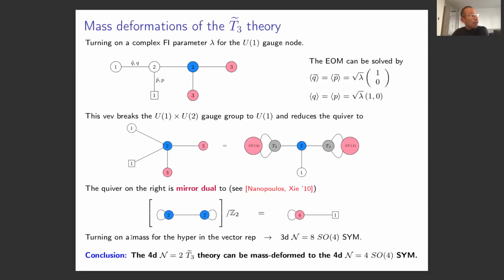Now you can turn on a mass for this thing. Since you do the mirror of the mirror, you go back to the mass, okay? Now you can turn on the mass for this and then you land on 3D N=8 SO4 super Yang-Mills. So one of the conclusions, and this is a new prediction, is that the 4D N=2 T3 tilde theory can be mass deformed to the 4D N=4 SO4 super Yang-Mills, okay? This is quite a consequence of having a Lagrangian in the 3D theory, that you can study mass deformations of the 4D theory using the Lagrangian in 3D.